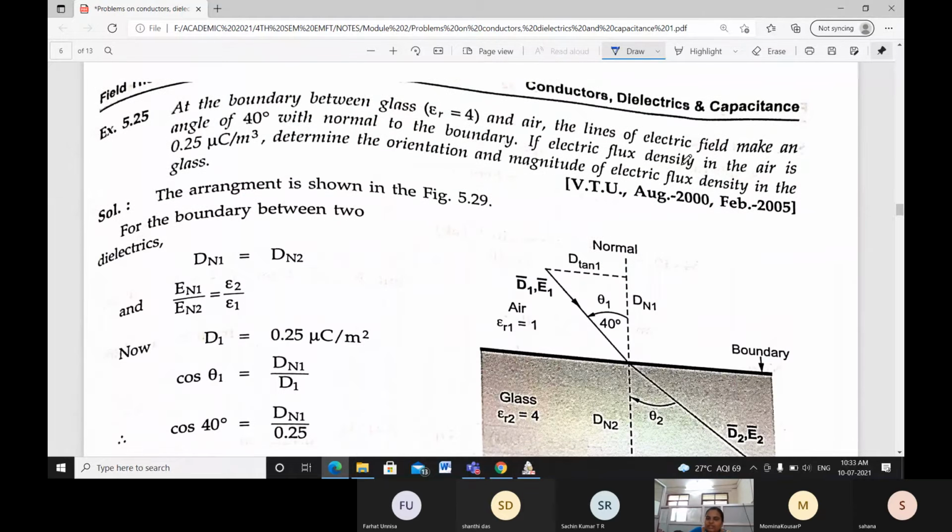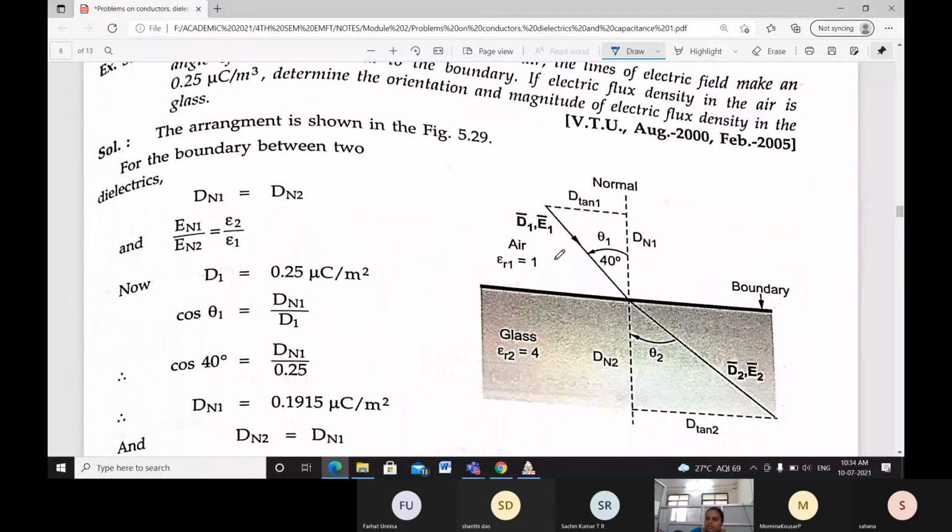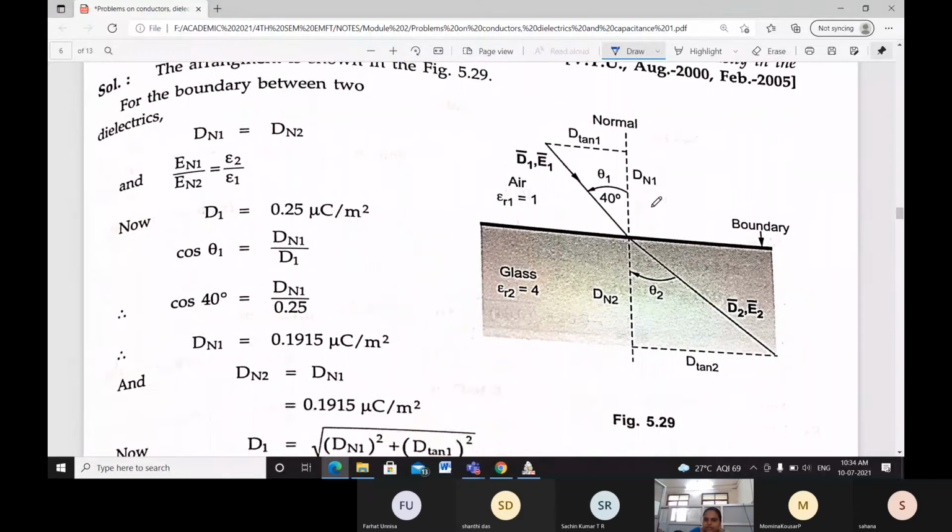If the electric flux density in the air is taken as 0.25 microcoulombs per meter cube, determine the orientation, how much it is going to be, and the magnitude of electric flux density in the glass. In physics we learned about air and glass mediums, what the orientation is going to be, right? In the same way the problem is going to be carried further. This is the figure for this, a boundary condition.